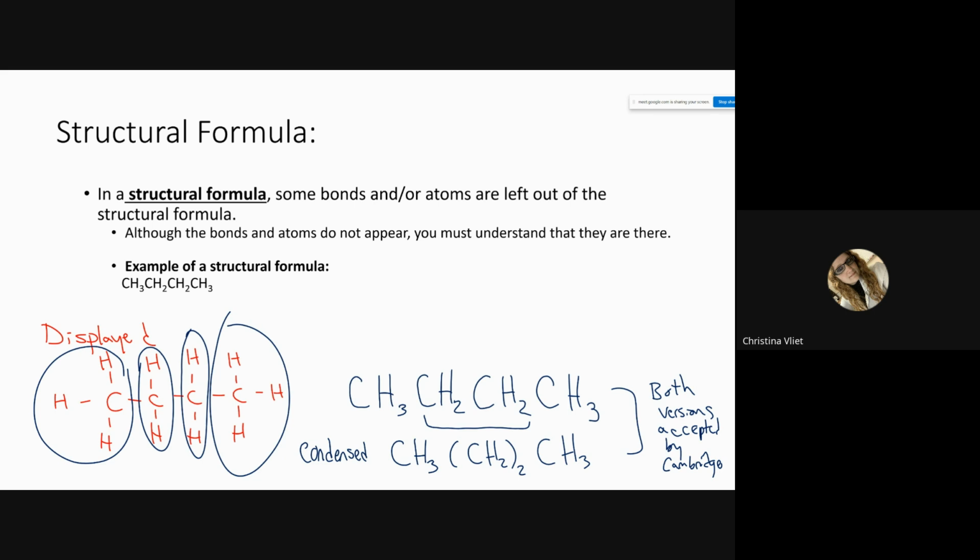This said both versions accepted by Cambridge. So Cambridge is okay with you writing the structural version this way or this way. And they'll present either way to you. Usually they'll do the one on the bottom because they like to write less too. All right, so far so good? So this is format 2. Format 3.